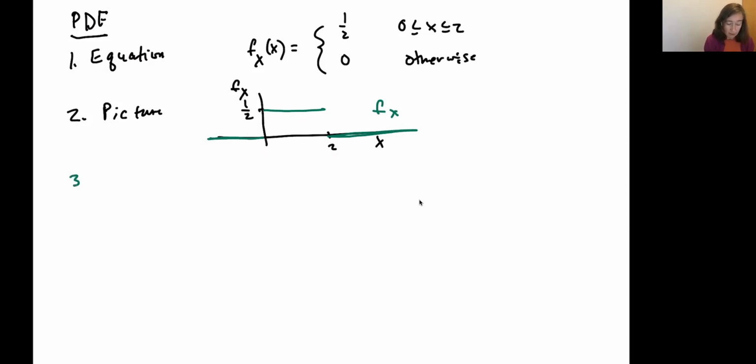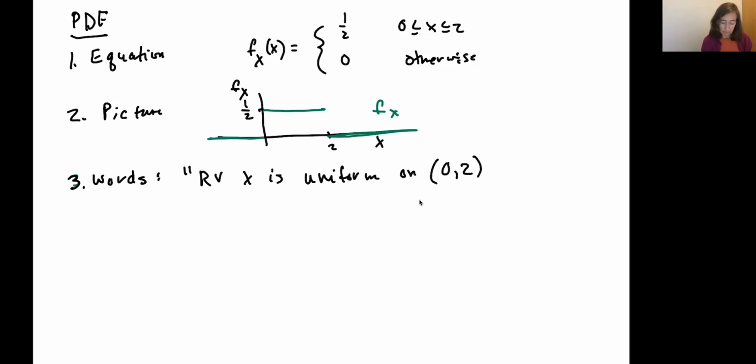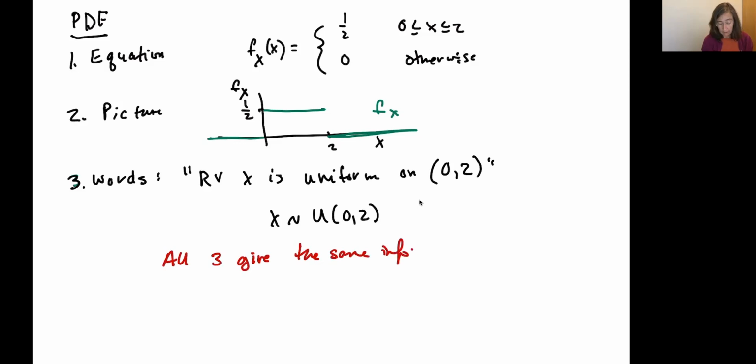The third way we get information is in words. Another way to give exactly the same information would be to say random variable x is uniform on the interval 0, 2. Or we might even just write that x is distributed uniformly over the range 0, 2. The important thing I really want to emphasize here is that all three give the same information.